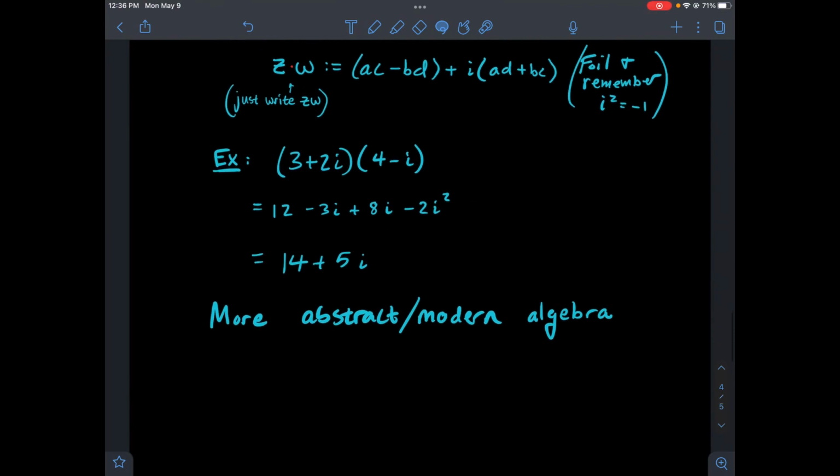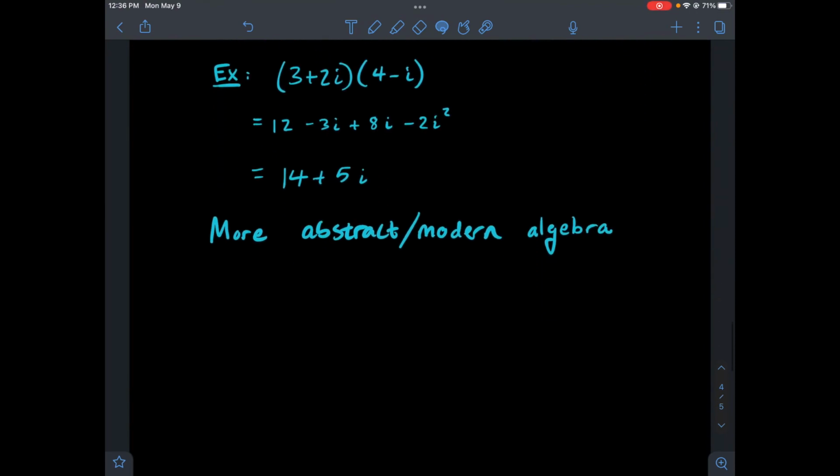Now let's look at some more abstract modern algebra. Again, it's good to try to tie different classes together so that you start encountering these words more often and they sink in. It's fantastic. So I think I'm on property 7, and these are going to be facts about multiplication.